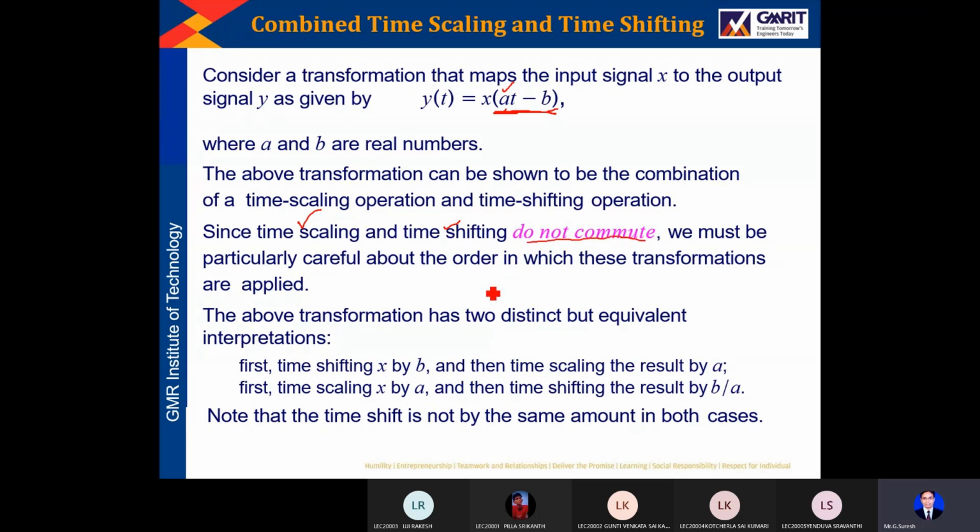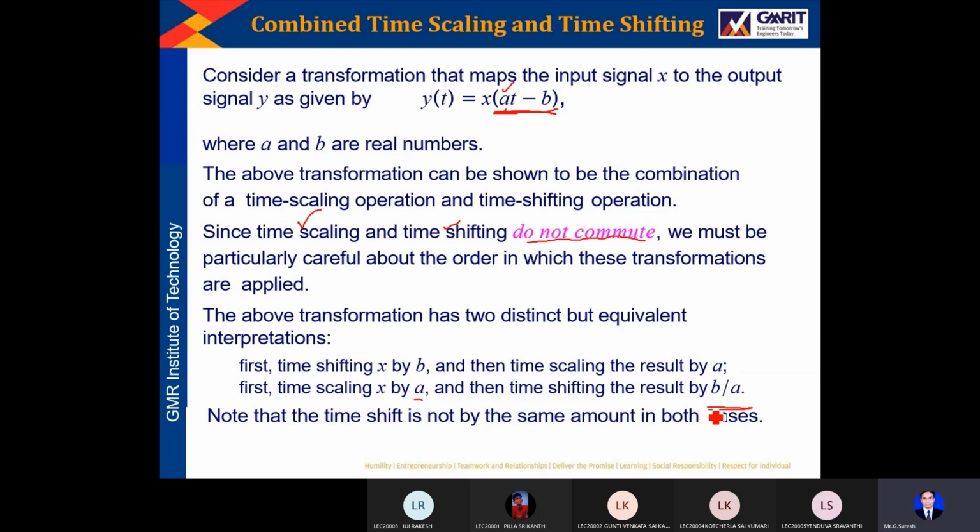This is more important. These two do not commute. That means you should be very careful while applying the order of these transformations, whether we apply time scaling first and time shifting then. Suppose you first time shift the signal x by b, then time scale the result by a. Suppose you want to do the time scaling first, then you do time scaling by a and then time shift the result by b by a.